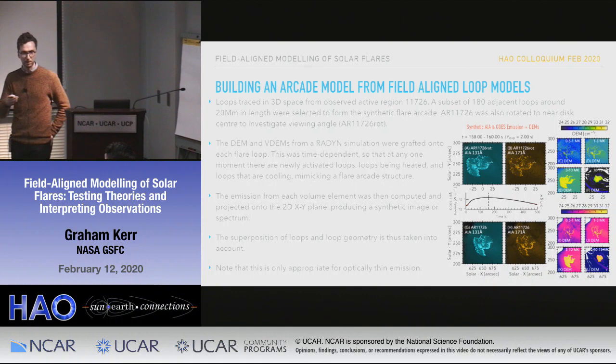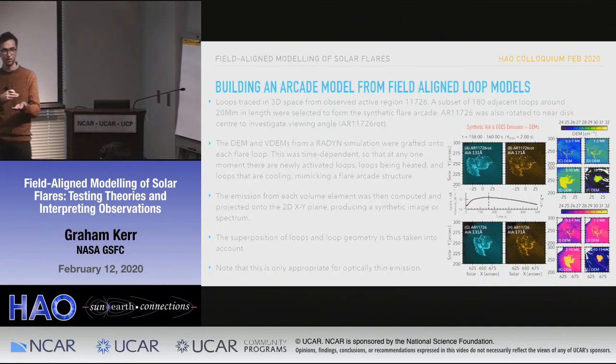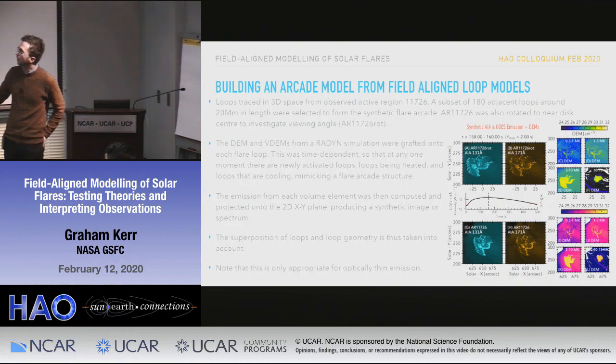So roughly 20 megameters from one end to the other. And we then just grafted the DEM from our model onto each spatial location. So we kind of wrapped the DEM from our loop point to our foot point to loop apex on one half, and then symmetric on the other side as well. So we have these symmetrically grafted DEMs, and also VDEMs.